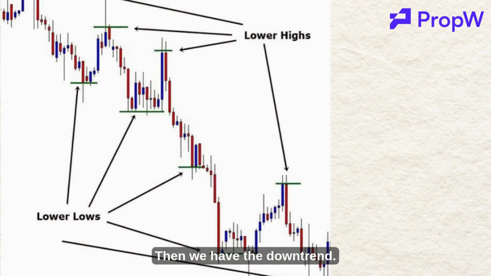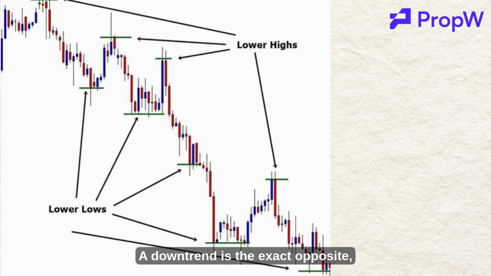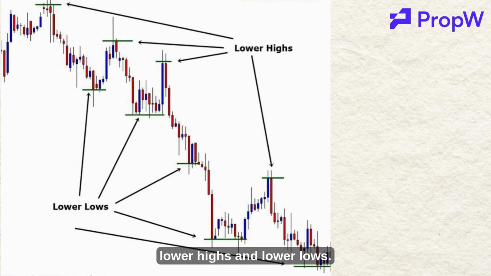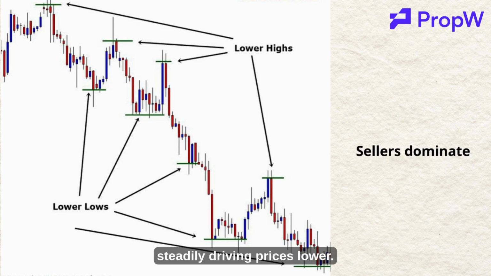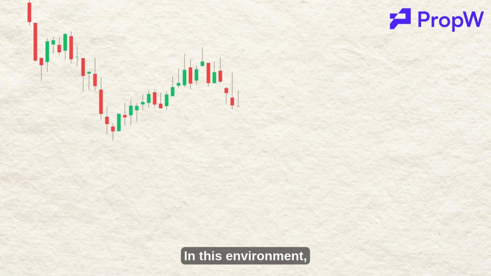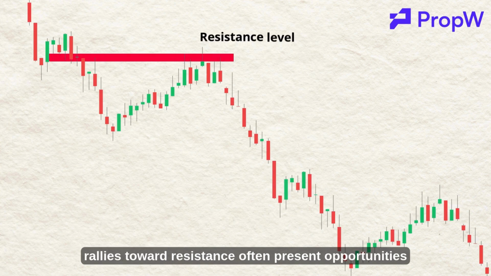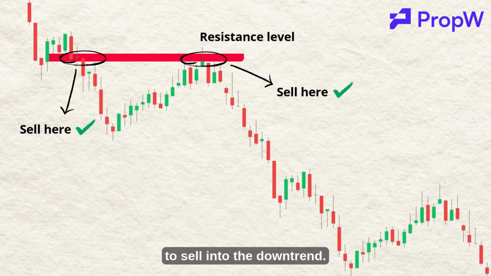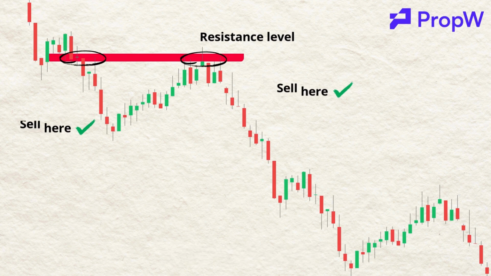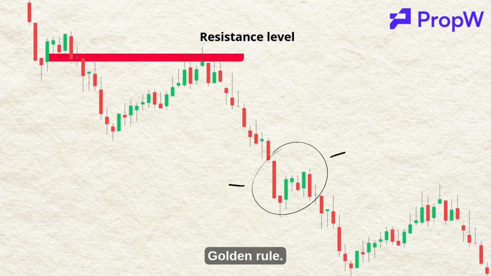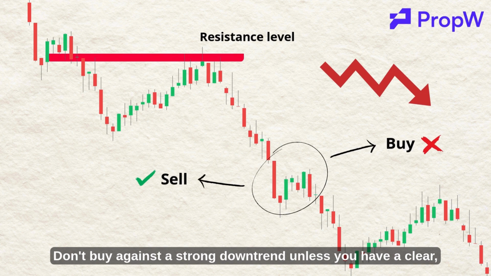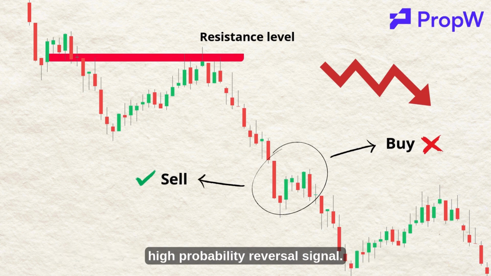Then we have the downtrend. A downtrend is the exact opposite: lower highs and lower lows. Sellers dominate, steadily driving prices lower. In this environment, rallies toward resistance often present opportunities to sell into the downtrend. Golden rule: don't buy against a strong downtrend unless you have a clear, high-probability reversal signal.